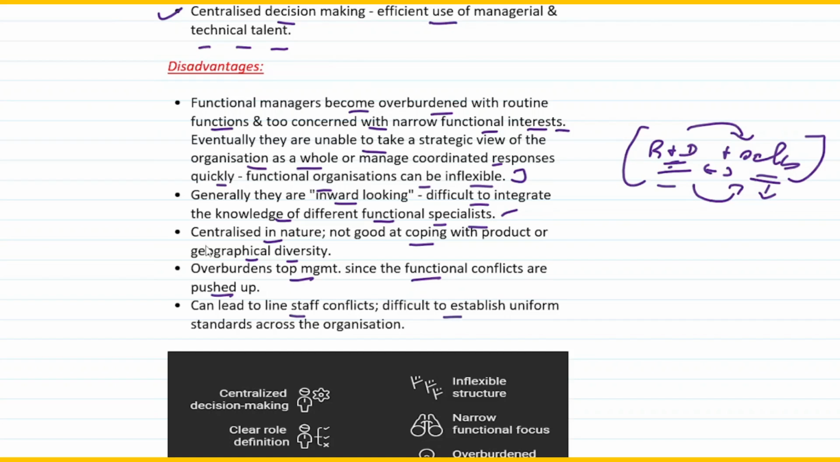Difficult to establish uniform standards across the organization. Why? Because when I am talking about my own function, my more focus will be there. I cannot think from the perspective of an R&D or an HR department, because I'm working in sales. My idea is to boost the sales, but I don't know what exactly the problem is in the other departments. So that can lead to line staff conflicts. Line staff means the lower level staff. They can have a lot of conflict, and hence you will not be able to establish uniform standards across the organization. So these are the various disadvantages of functional structure.